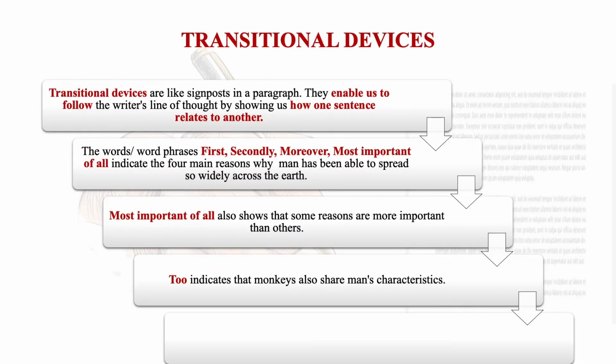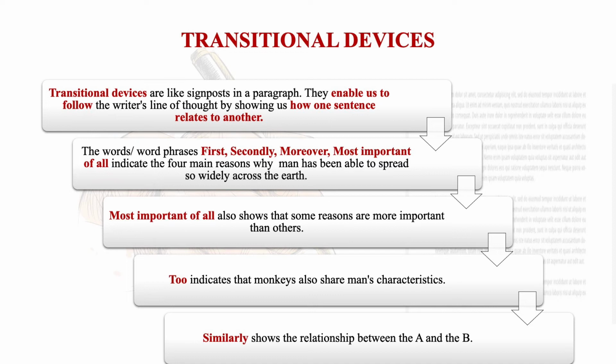Similarly, a word such as two indicates that there are other things also which are required apart from the two, so they are also important. Similarly, there is a word similarly. Similarly gives us, or talks to us about the relationship between two persons. Okay, so these are the transitional devices which are used.